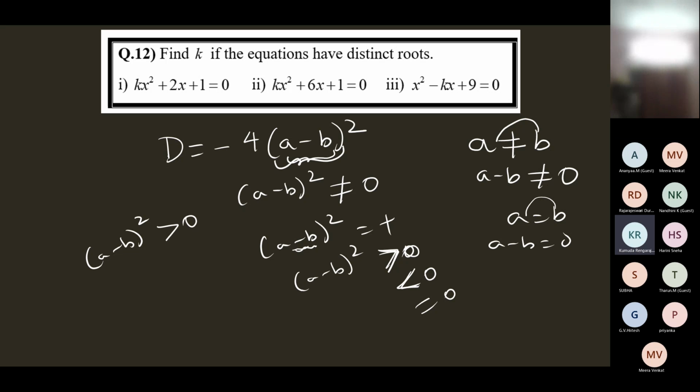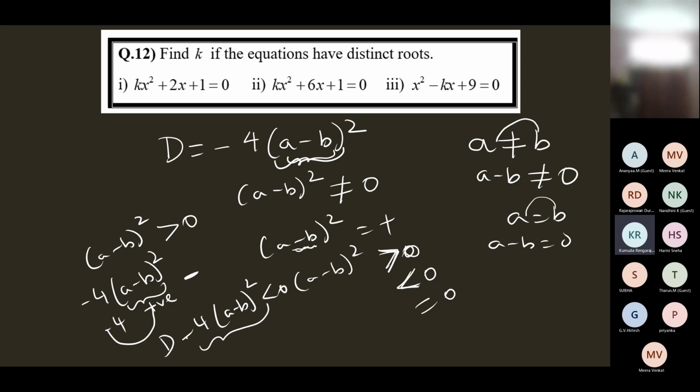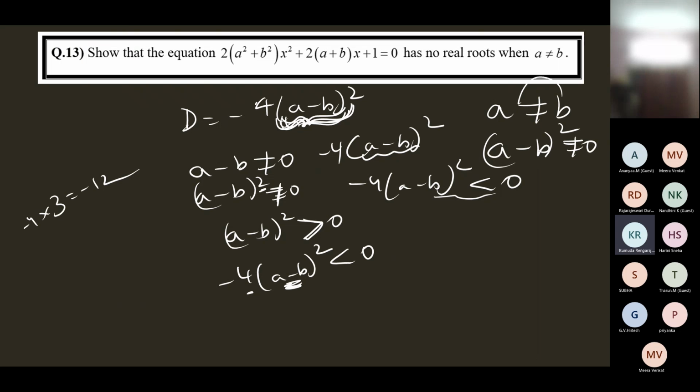Now we understood what A minus B the whole square is. It is always positive. Now that's multiplied by minus 4. When minus 4 is multiplied with A minus B the whole square, which is positive, the result is negative, because minus into plus is minus. That means minus 4 into (A minus B) the whole square is less than 0. This is D. That means D is negative. If D is negative, the quadratic equation has no real roots. That's what we had to prove: that it has no real roots.